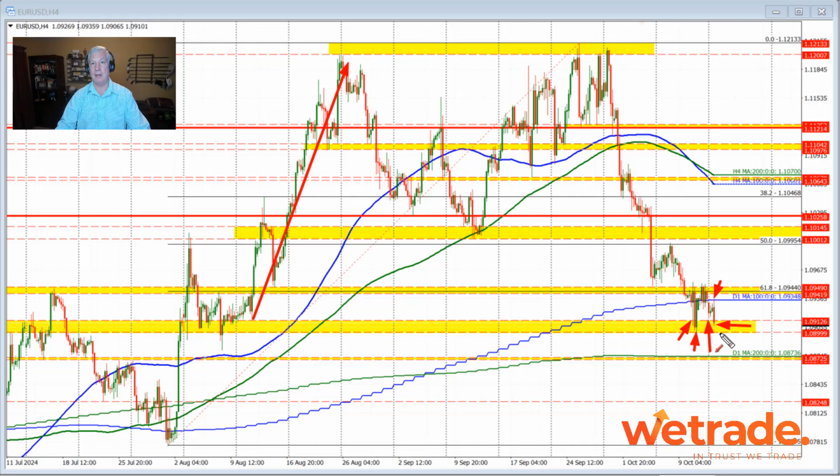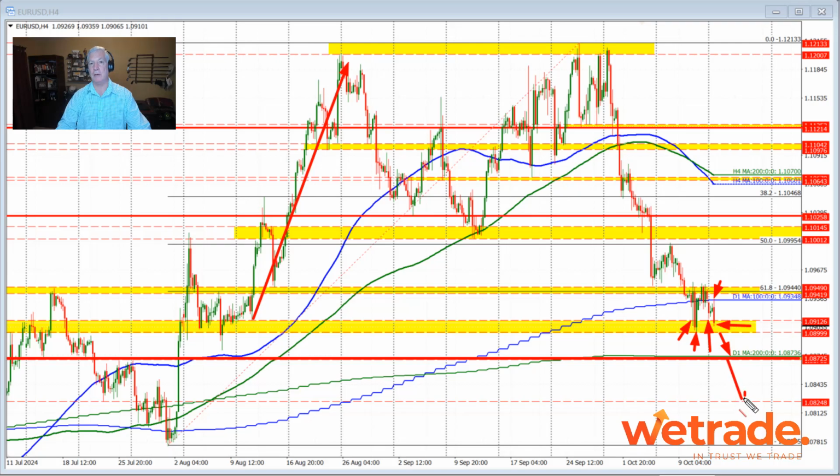If we move below that level, guess what? We're going to head down toward this green line. This green line represents the 200-day moving average. That level comes in at 1.08736. It also corresponds with a swing level or swing area going back to here and beyond, which comes in right around that level, probably down to the 1.0870 level. So that would be the next key target on a break of the 1.08999, 1.09 level. So be aware of that if we break below the 200-day moving average.